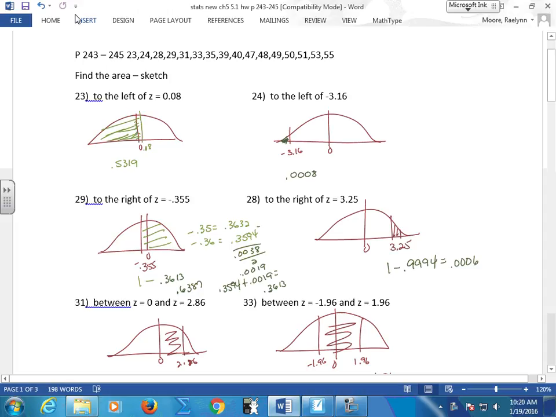You want to be able to see: is it greater than 50%? Is it less than 50%? It tells you, do I have to subtract from 1? Do I not have to subtract from 1? If your placement is to the right of this, a little bit over from this, you know you're going to be real close to 50%. When you look up your area, you get an area very close to 50%.